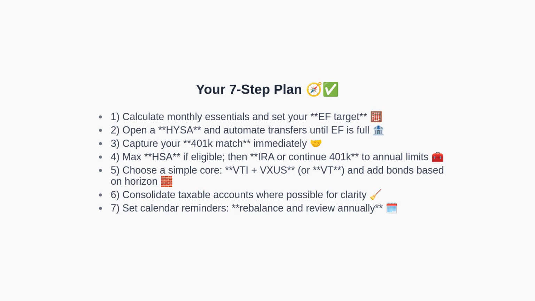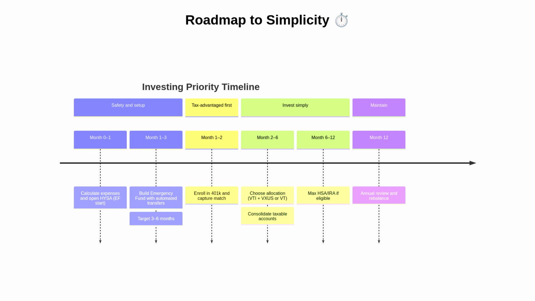To reinforce the journey, here's a timeline of how this can look in your first year. This timeline outlines a pragmatic first year. In the first month, calculate expenses and open your HYSA. During months 1 through 3, build your emergency fund with automated transfers, while enrolling in your 401k and capturing the employer match by month 2.